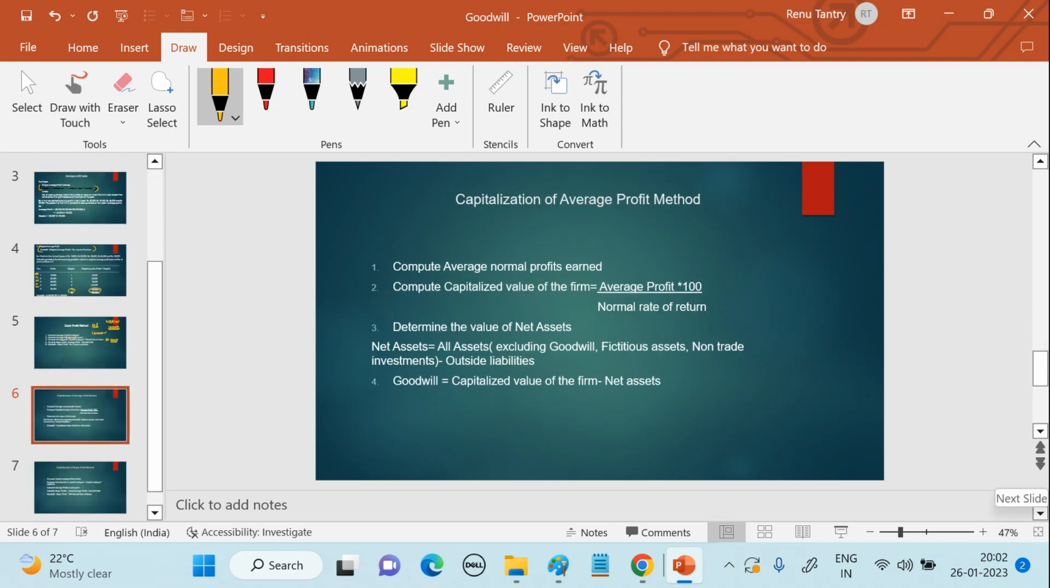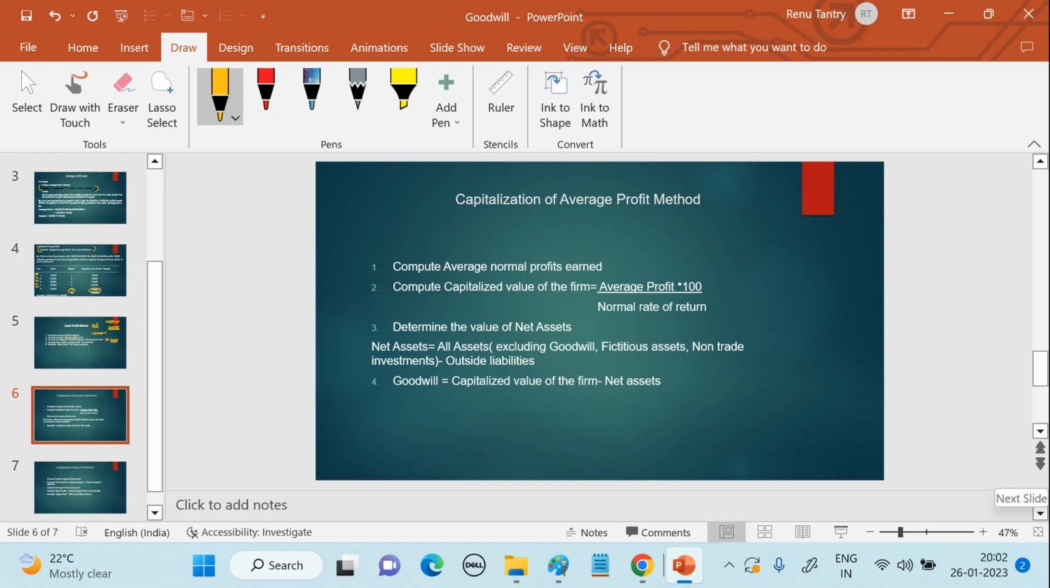Then we have the capitalization of average profit method. We are going to do questions on these methods. First, understand this concept, note down these steps in your notebook, and then when we apply it, you will be able to corroborate it. Capitalization of average profit method. Now here, basically, we are computing the average normal profit which is earned. Then the next step, we are going to find out the capitalized value of the firm. Means to earn that much profit, how much should have been the capital used?